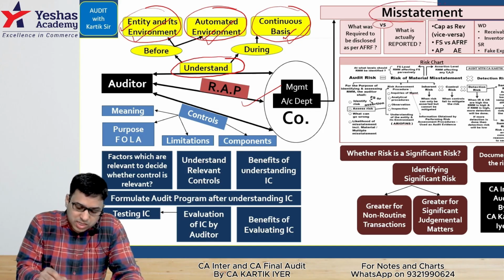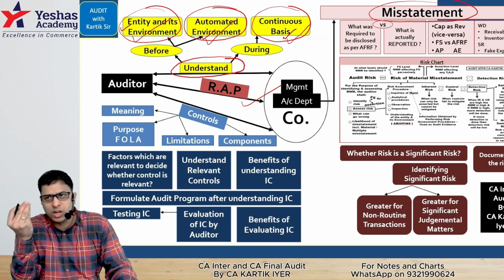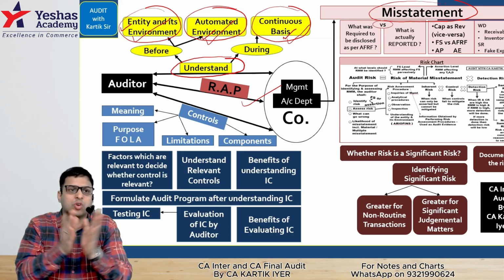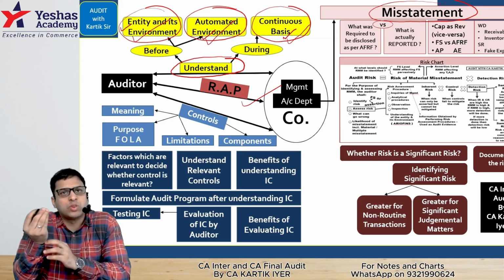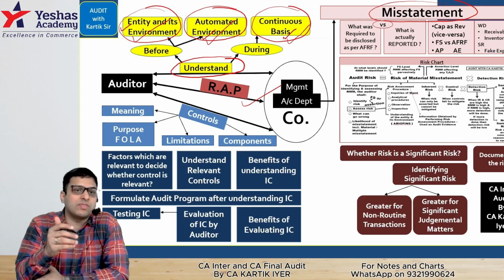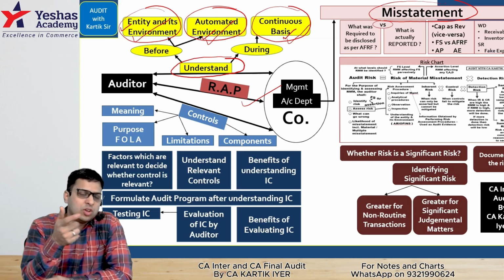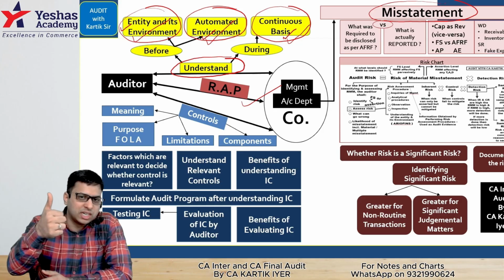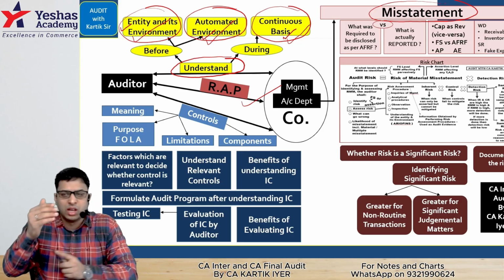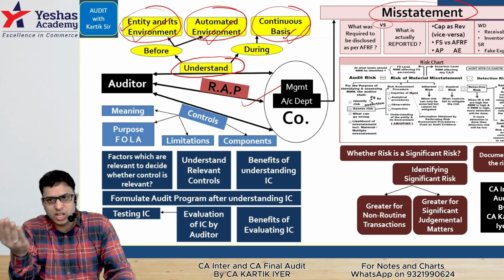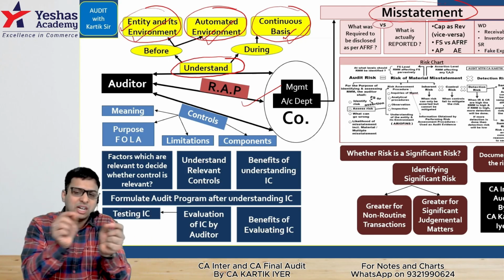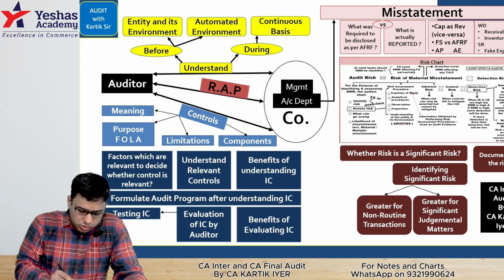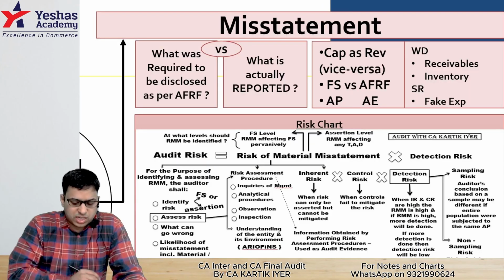First is what is misstatement. Very simple. How you are required to report as per AFRF and what you have actually reported. The difference in that is called misstatement. How you are required to report as per AFRF in relation to the act, you will see in your notes also, that is presentation, amount, classification, disclosure. Again, presentation, amount, classification, disclosure. How it is required to be reported as per AFRF and how you have actually reported. The difference in that is called as misstatement. That is basically written at the top here, so you can see it here. That is basically misstatement.